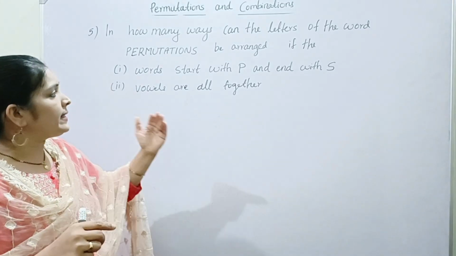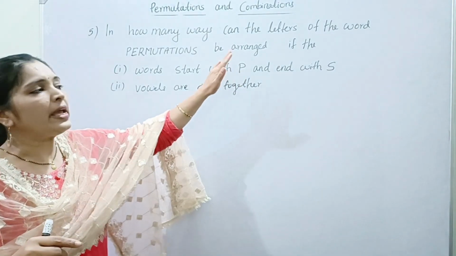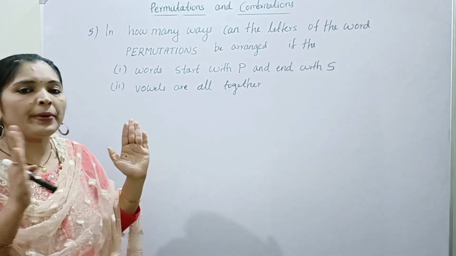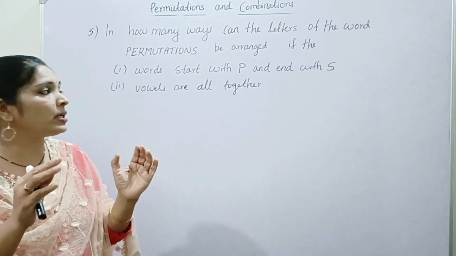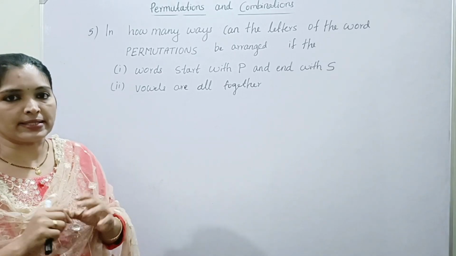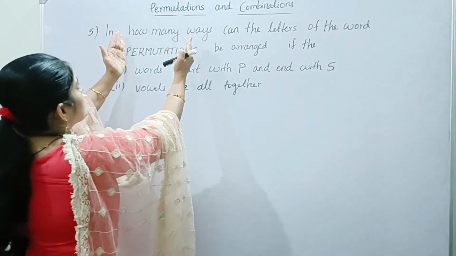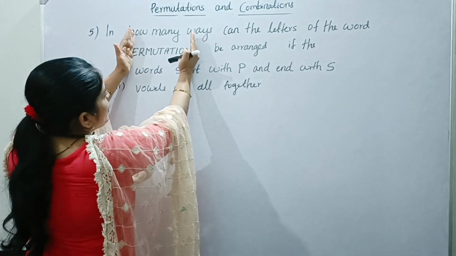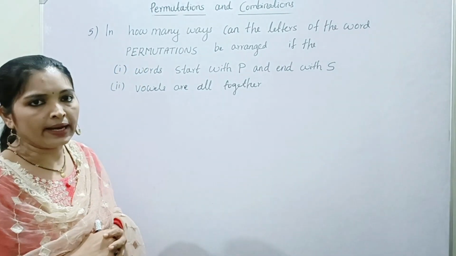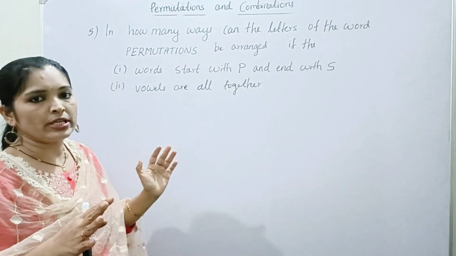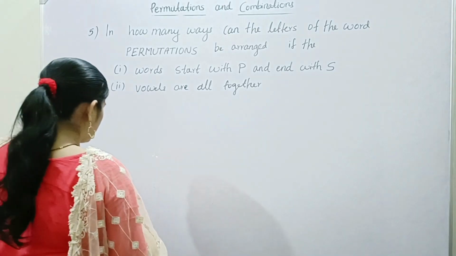So here, let us take P and S fixed. Okay, P and S fixed. So we have to arrange only the letters between P and S, right? See, we have to arrange only these letters. So how many letters? Total 10 letters, right? So we will arrange these 10 letters. So what is the formula?